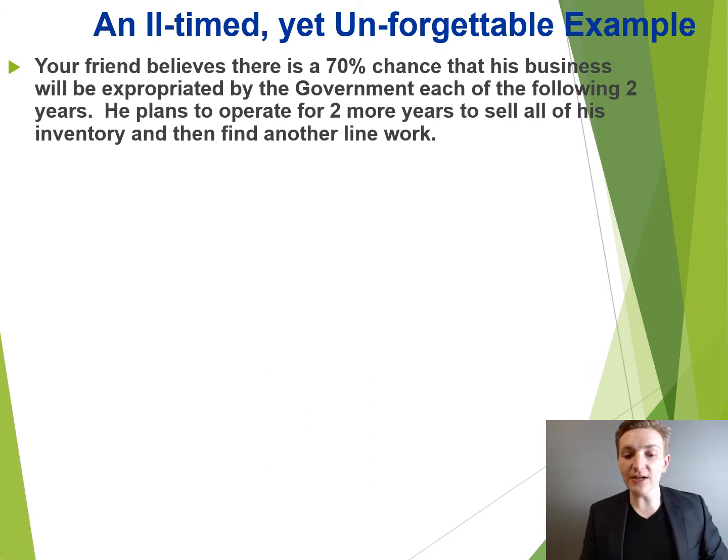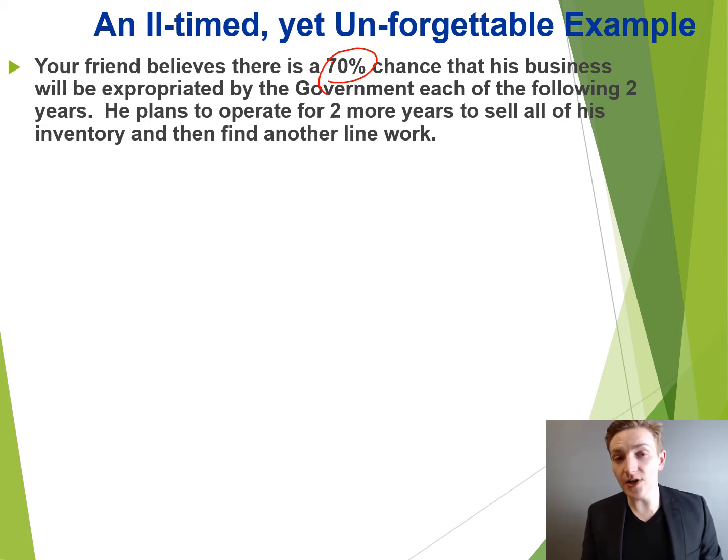If we look at this example, we can see several things. Your friend believes there's a 70% chance of expropriation. Now, that's obviously a high risk. But of course, in North Korea, that's probably quite realistic. And in fact, it could be higher than that if you're operating a shop. Now, there's a belief that this could occur in the following 2 years.